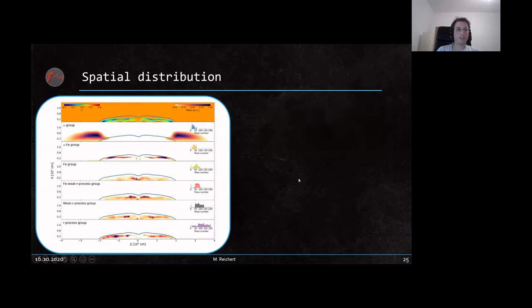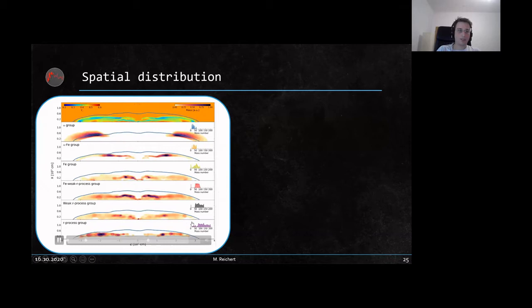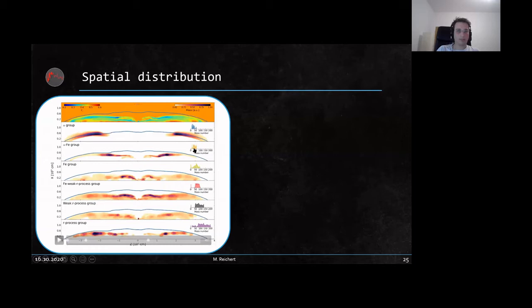And then towards the end of the simulation, all these groups are still ejected, this one not, so the most neutron-rich not, and the progenitor material also gets ejected until the end of the simulation.